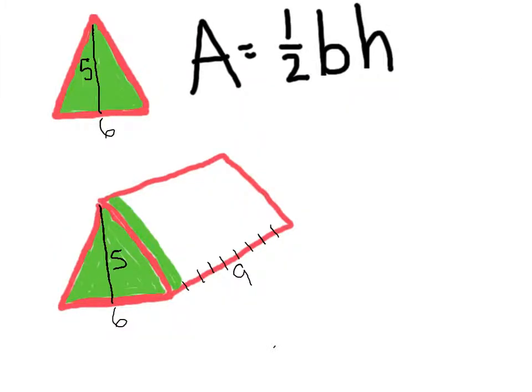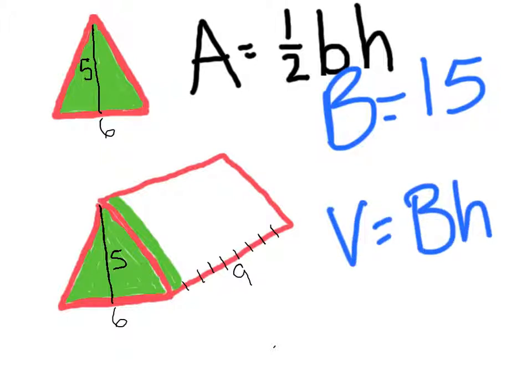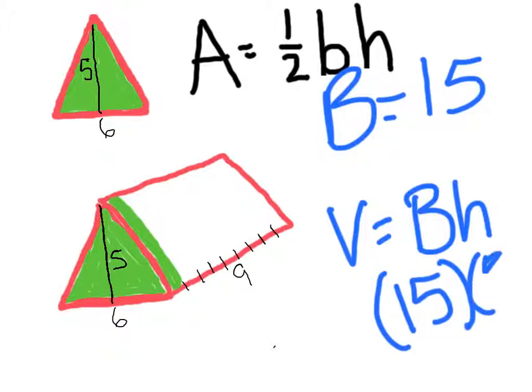We will continue following the same steps. We simply find the area, this right here, of the 2D shape. So half the base, half of 6 is 3, and 3 times 5 would give us 15. So this area, or big B, the area of the base, would be 15. To find the volume of this particular triangular prism, big B times H, we already know the area of that triangle is 15, so we simply multiply 15 times 9.